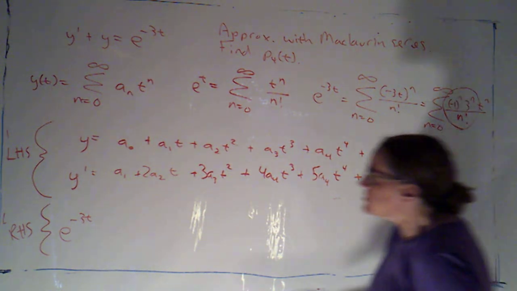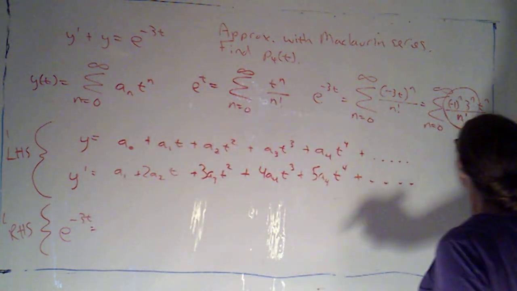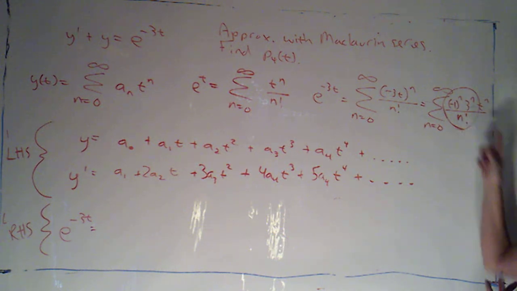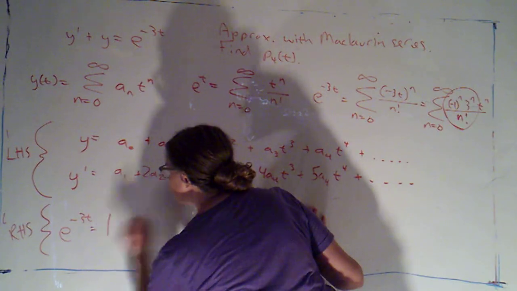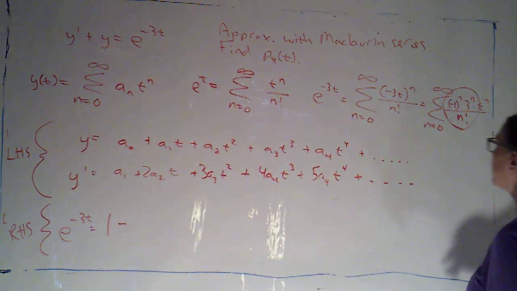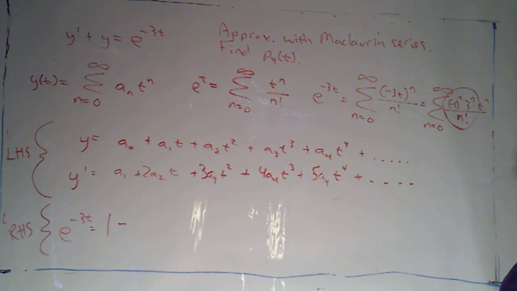Okay, so let's see. When n is 0, anything to the 0 is just 1. 0 factorial is 1, so my constant term is 1. My next term is going to be negative, because like I said, we've got alternating signs, so negative 1 to the first will make that negative.